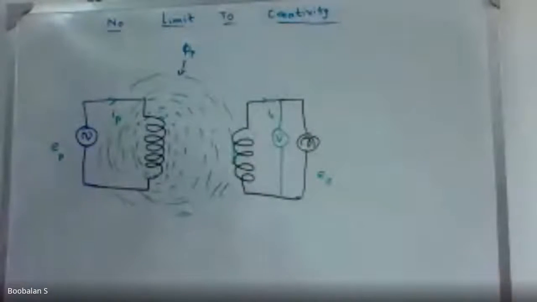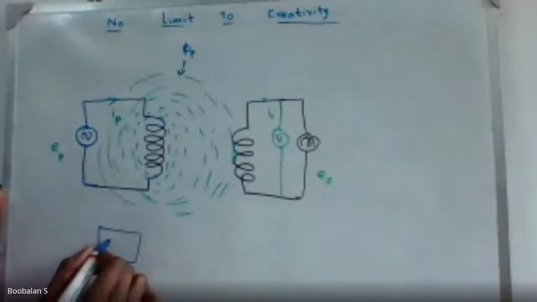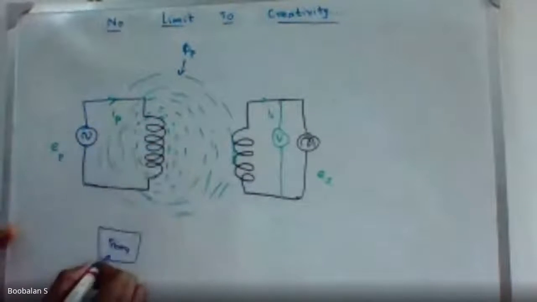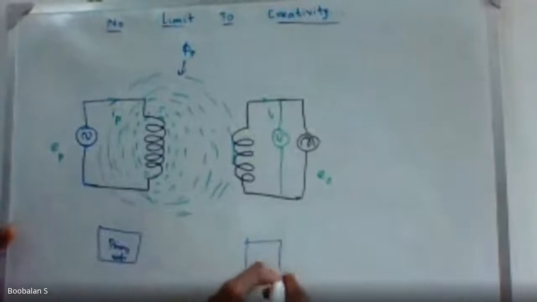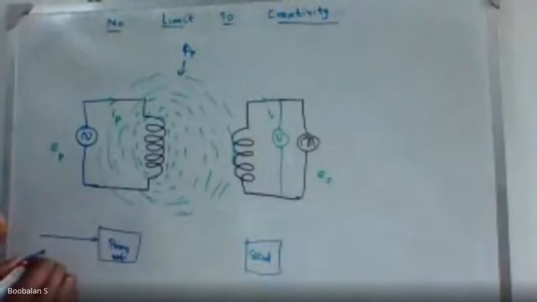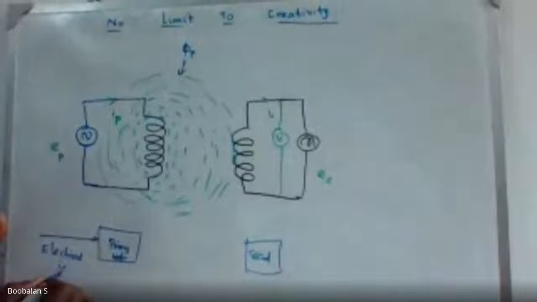So is there any doubt in this actually? Here, one box, right? This is my primary. This is called the primary coil or primary winding. This is called my secondary winding, right? I'm just giving electrical input. Watch carefully, electrical input. In the primary winding I'm just giving electrical input.